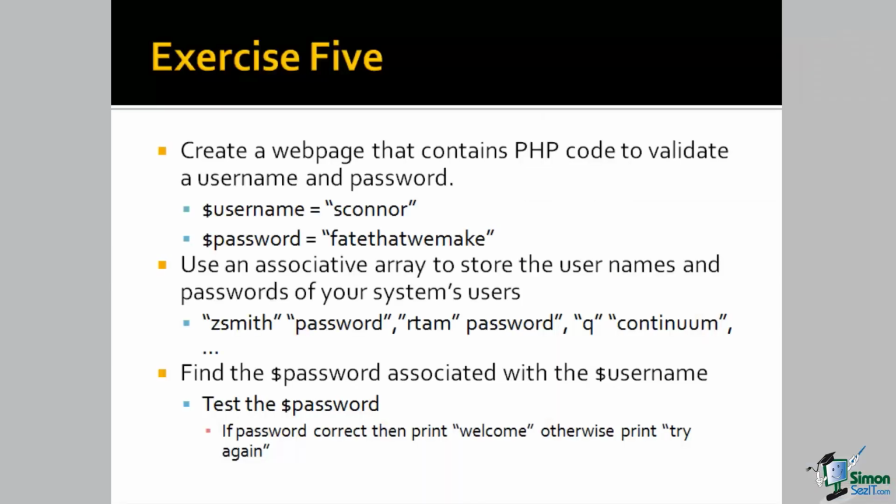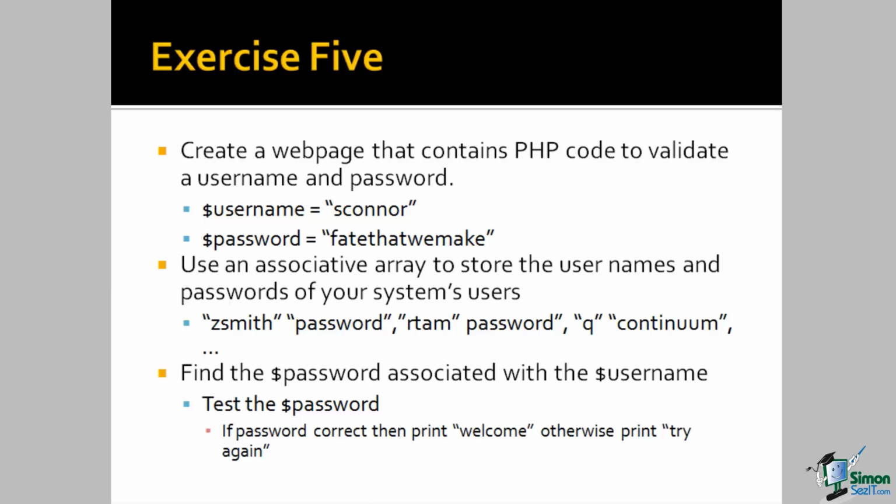In this exercise, we'd like you to create a web page that's going to validate a username and password. So to do that, set two variables, username and password, to the values that are shown here. Then use an associative array that stores usernames and passwords and test against that associative array. So you'll have to loop through each value in the associative array, test to see if the password that's given is correct. Now, obviously, add more values for the associative array.